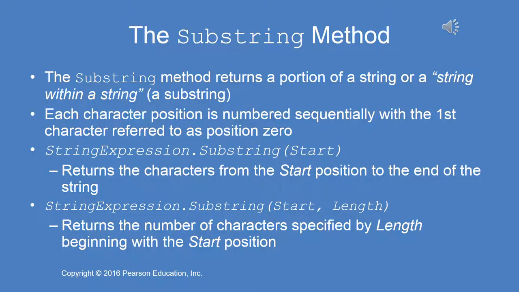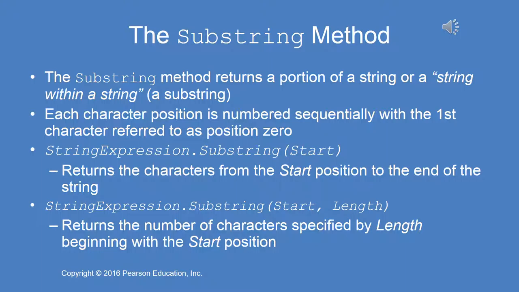The Substring method is used to return a portion of a string, or a substring, a string within a string. Each position is numbered sequentially with the first character referred to as position zero. This is important: you need to understand this is a zero-based numbering system. So in this particular case, the sixth character from the left will be position five because zero is the first.